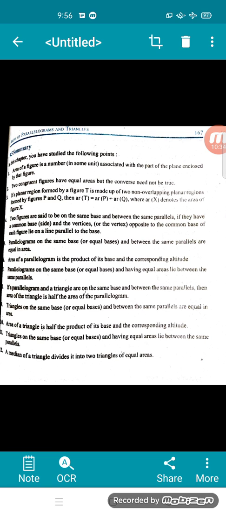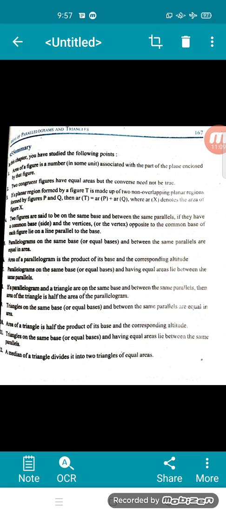If a planar area formed by a figure T is made up of two non-overlapping planar regions formed by figures P and Q, then area T is equal to area P plus area Q. This is just a revision of it, where area X denotes the area of figure X. Two figures are said to be on the same base and between the same parallels if they have a common base and the vertices opposite to the common base of each figure lie on a line parallel to the base.